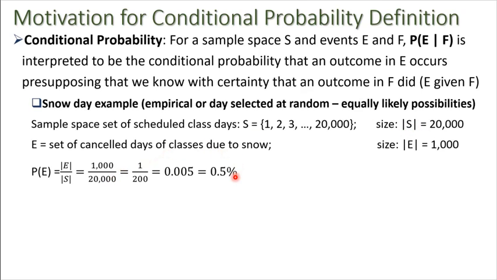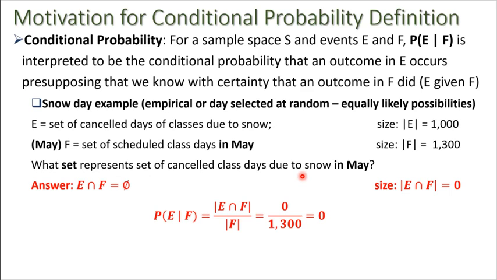And then we would get our 0.5%. Now, if we wanted to consider the conditional probability that it snowed, given that we were in a day in May, E would still be the same, right? E would still be the set of canceled days of classes due to snow, right? That would still have a size of 1,000.